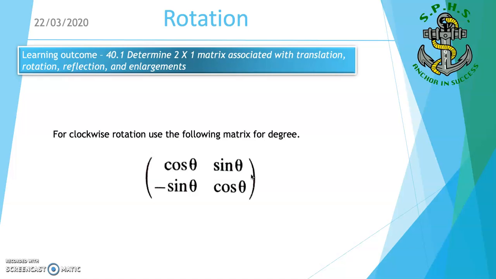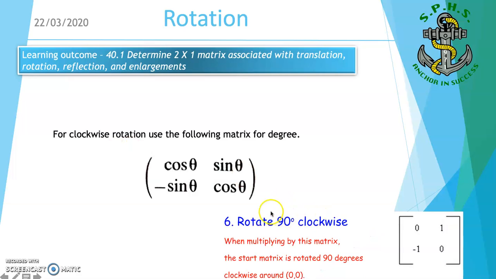For clockwise rotation, there is a simple change made to the matrix. We change the sign of sine. Sine at the bottom becomes negative, and the sine at the top becomes positive. We substitute the degrees just like we did for anti-clockwise rotations. Try one. If I were to substitute 90 degrees into this formula, I get the following matrix: 0, 1, -1, 0.